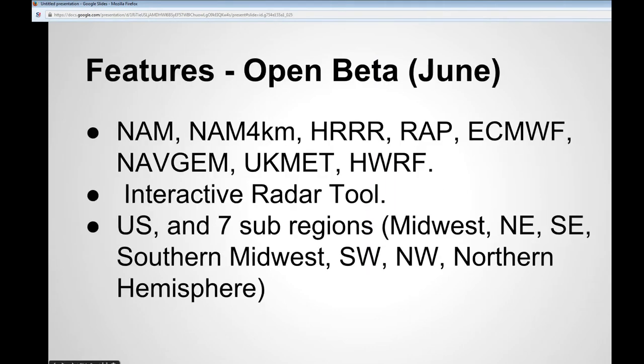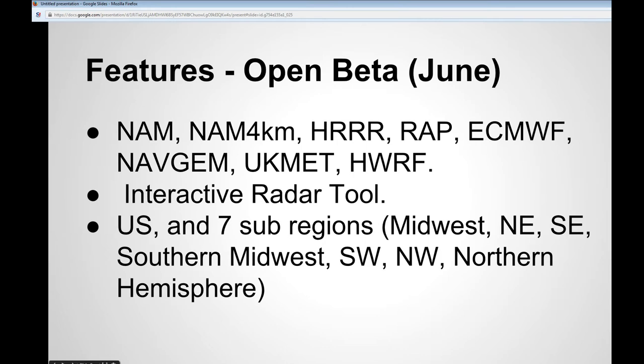So, Ngwips. A few features that I hope to have ready for open beta in June. The NAM 4-kilometer model, the high-resolution RUC, the RAP, the ECMWF, the NAVGEM, the UKMET, and the HWRF for hurricanes, hopefully for the summer. Obviously, an interactive radar tool, and that's mostly finished.